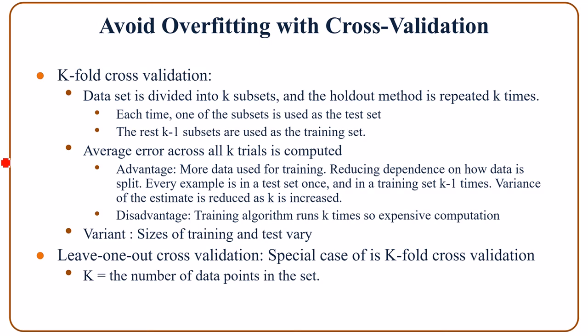However, this approach comes with a disadvantage, because the tuning algorithm runs k times, so this is very expensive computationally. A variant of this approach is that the sizes of the tuning and the test set vary in the k trials. The leave one out cross-validation approach is a special case. The number of folds is the number of data points in the set. So this approach is very expensive computationally.